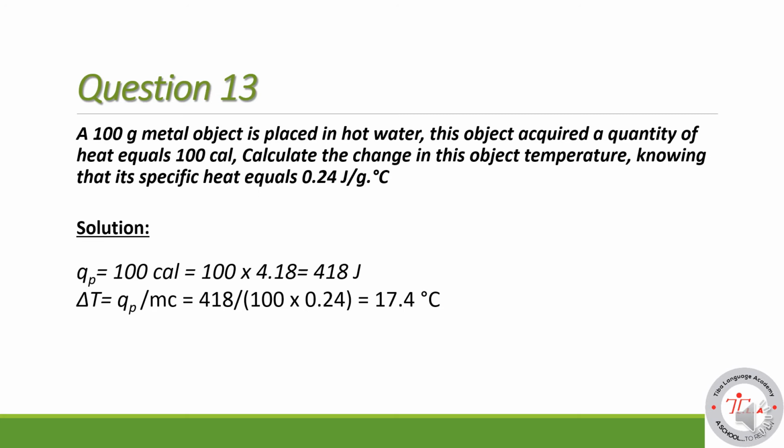To find delta T equals Q over MC, from the equation Q equals MC delta T. To find delta T, Q, which is 418, over M, which is 100 grams, times C, which is 0.24. So the result will be 17.4 Celsius.